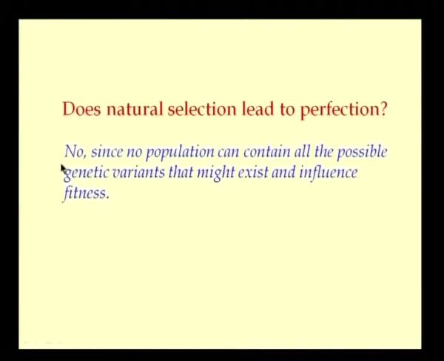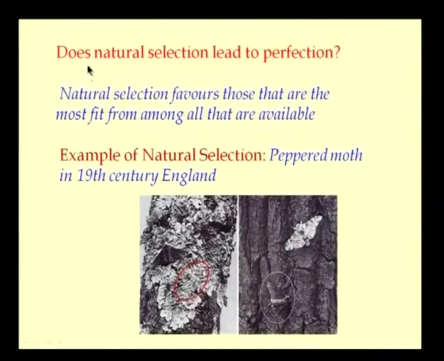It reaches a stage where it becomes a completely new species. So, formation of a new species is what is called speciation. Does natural selection lead to perfection? No, since no population can contain all the possible genetic variants that might exist and influence the fitness. The next question that arises is, does natural selection lead to perfection?